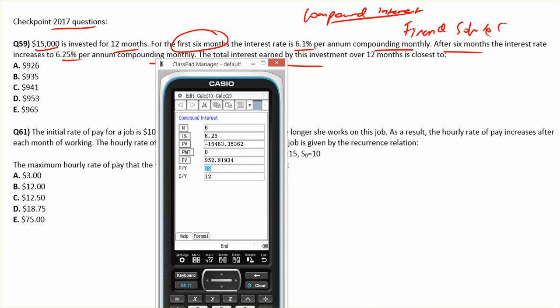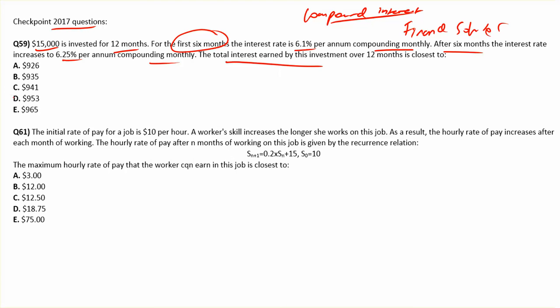So it's sort of like a financial change question, except for a simple compound interest problem. Remember, with compound interest problems, your payment's 0, and you can work out the rest. So 953 is the answer.